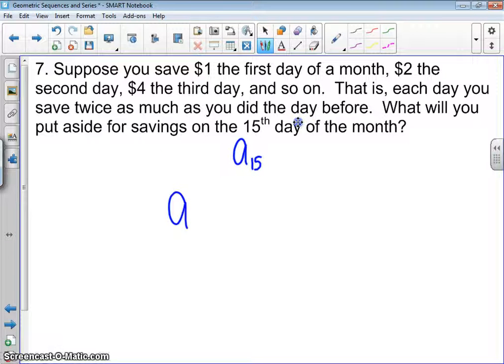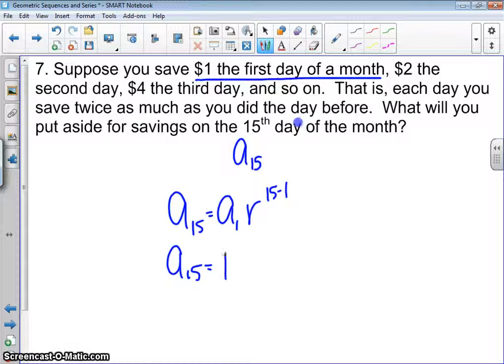So I'm going to use my formula. A15 is going to equal A1, R to the N minus 1, where N is 15. And so then I'm just going to plug in what I know. So A15 is going to equal, A1 is going to be 1. R is going to be 2 because 1 times 2 is 2, 2 times 2 is 4, and it tells me that I'm saving twice as much. So 2 would go here, and then this would be 14.